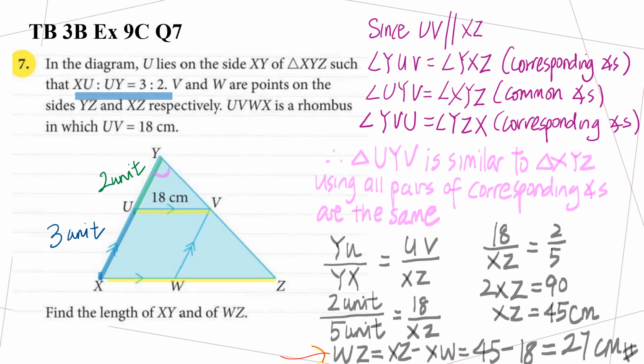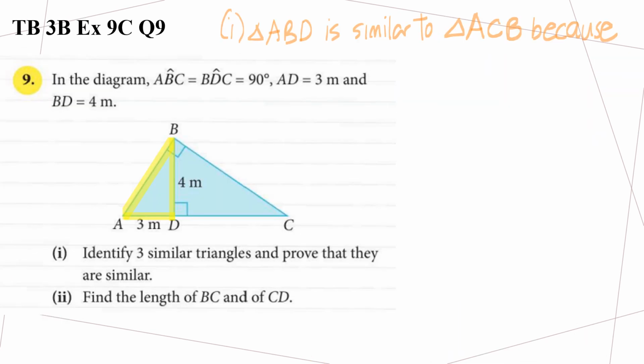Okay. So from here, you should continue to find XZ first. And WZ is XZ minus XW, which is 45 minus 18, because it's a rhombus, so all the four sides are equal. So therefore, your XW is also 18. So 45 minus 18 gives you 27 centimeter for WZ. Right, so let's do the last questions.